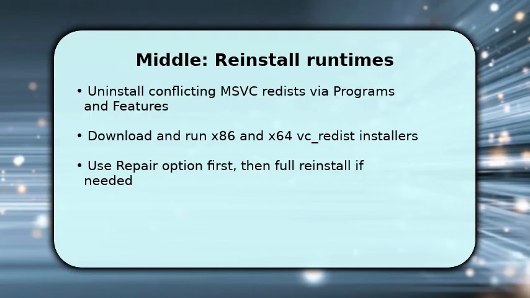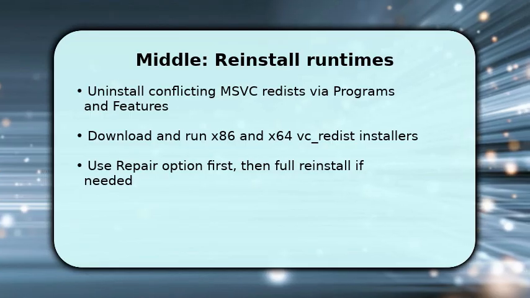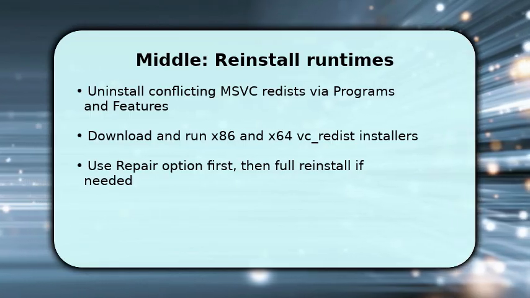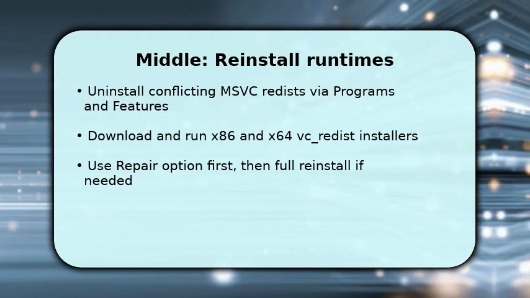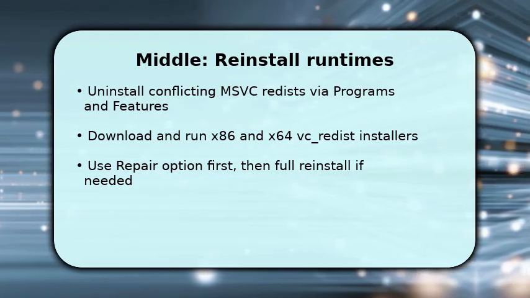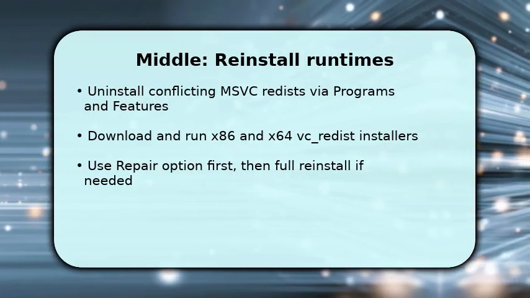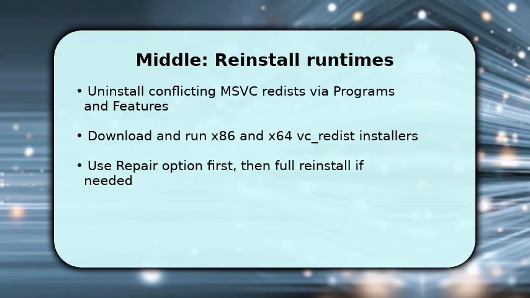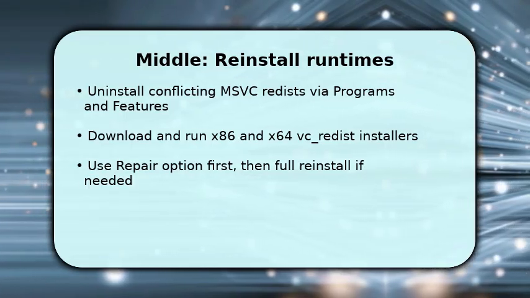Next, you tackle the redistributables. Open Programs and Features and uninstall duplicate or clearly broken Microsoft Visual C++ entries, but keep versions needed by specific apps. Then download the latest supported Visual C++ redistributable packages for 2015-2022 and run both x86 and x64 installers.